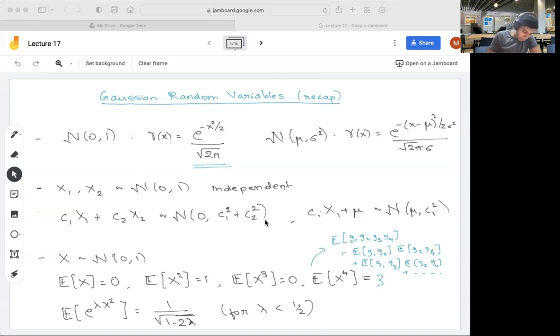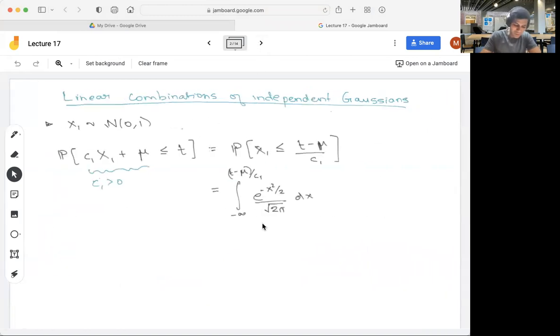Okay. So I'll spend a little bit of time giving a sketch of the proof for this property about linear combinations of independent Gaussians. It's an important thing to know, and I may not do the entire proof, but I'll at least give you the steps.